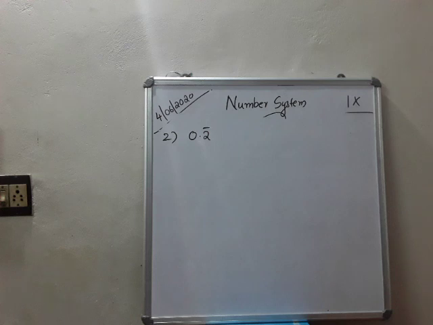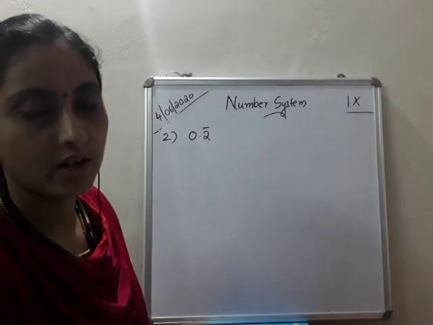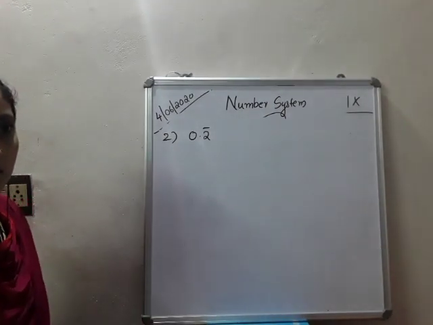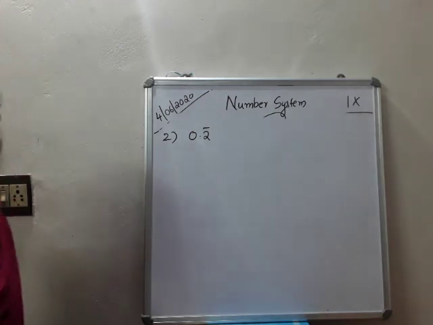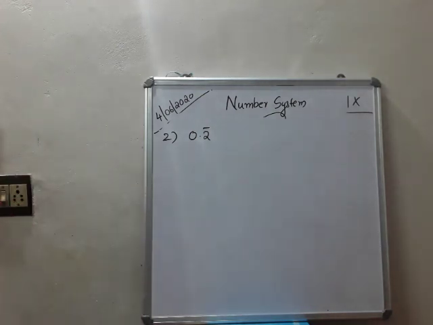Then what will be the next step? Equation 2 minus equation number 1. What will be the answer? 10x is equal to 2.222 etc. The next line, x is equal to 0.222 etc. After subtracting, what you got? 9x is equal to 2. That is, x will be equal to 2 by 9.